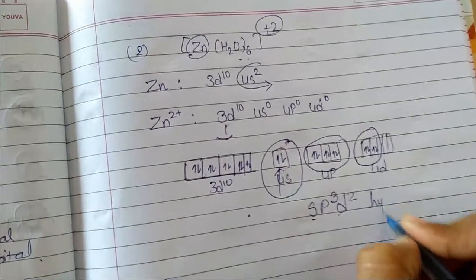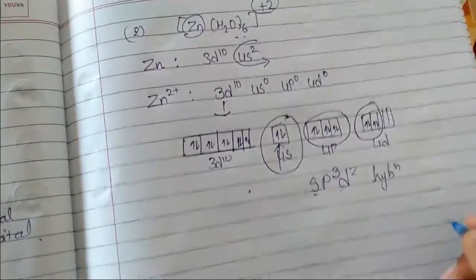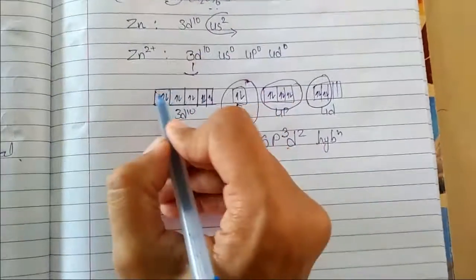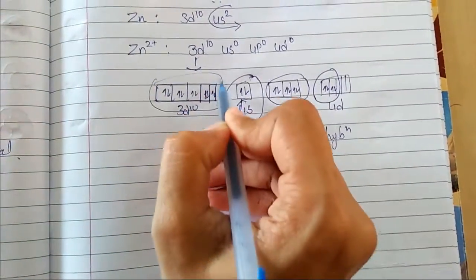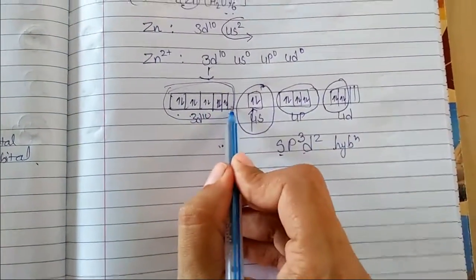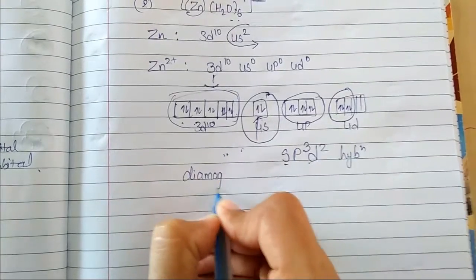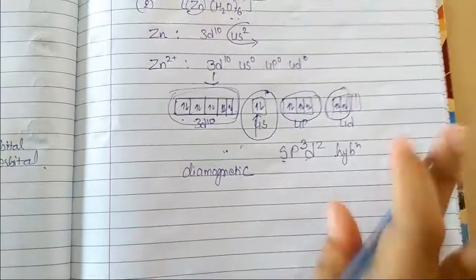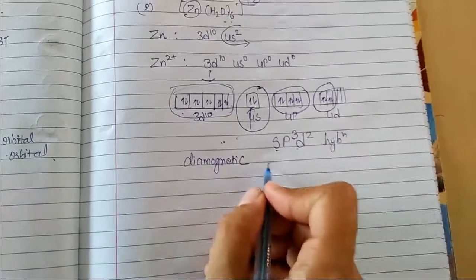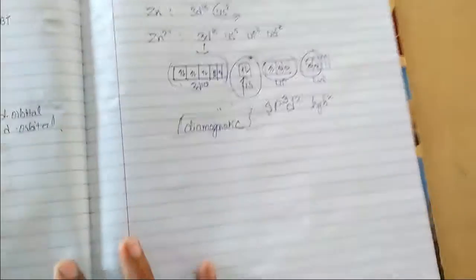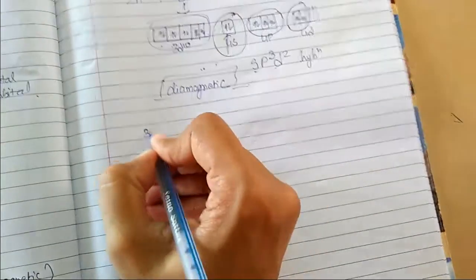So here the complex will generate sp3d2 hybridization. Now is this complex paramagnetic or diamagnetic? Here you will not find any lone electron, right? So all the electrons are paired. So this complex is your diamagnetic complex. Clear? So when there is no unpaired electron, the complex will be diamagnetic. Let us take another example.